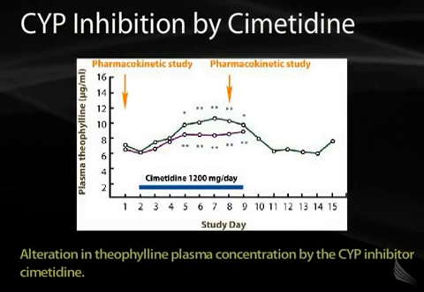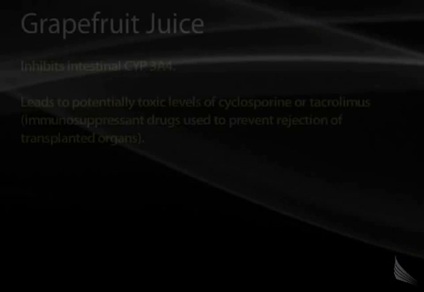This is a pharmacokinetic study that was carried out in a patient population where half of the patients were taking cimetidine and half were not. All of the patients were then given theophylline. And as you know, cimetidine is a cytochrome P450 inhibitor. Therefore, a medication such as theophylline that relies on cytochrome P450 for its degradation would experience higher levels when the patient was taking cimetidine. And as you can see, there's a significant difference between the patients that were taking cimetidine as opposed to the patients that were not.